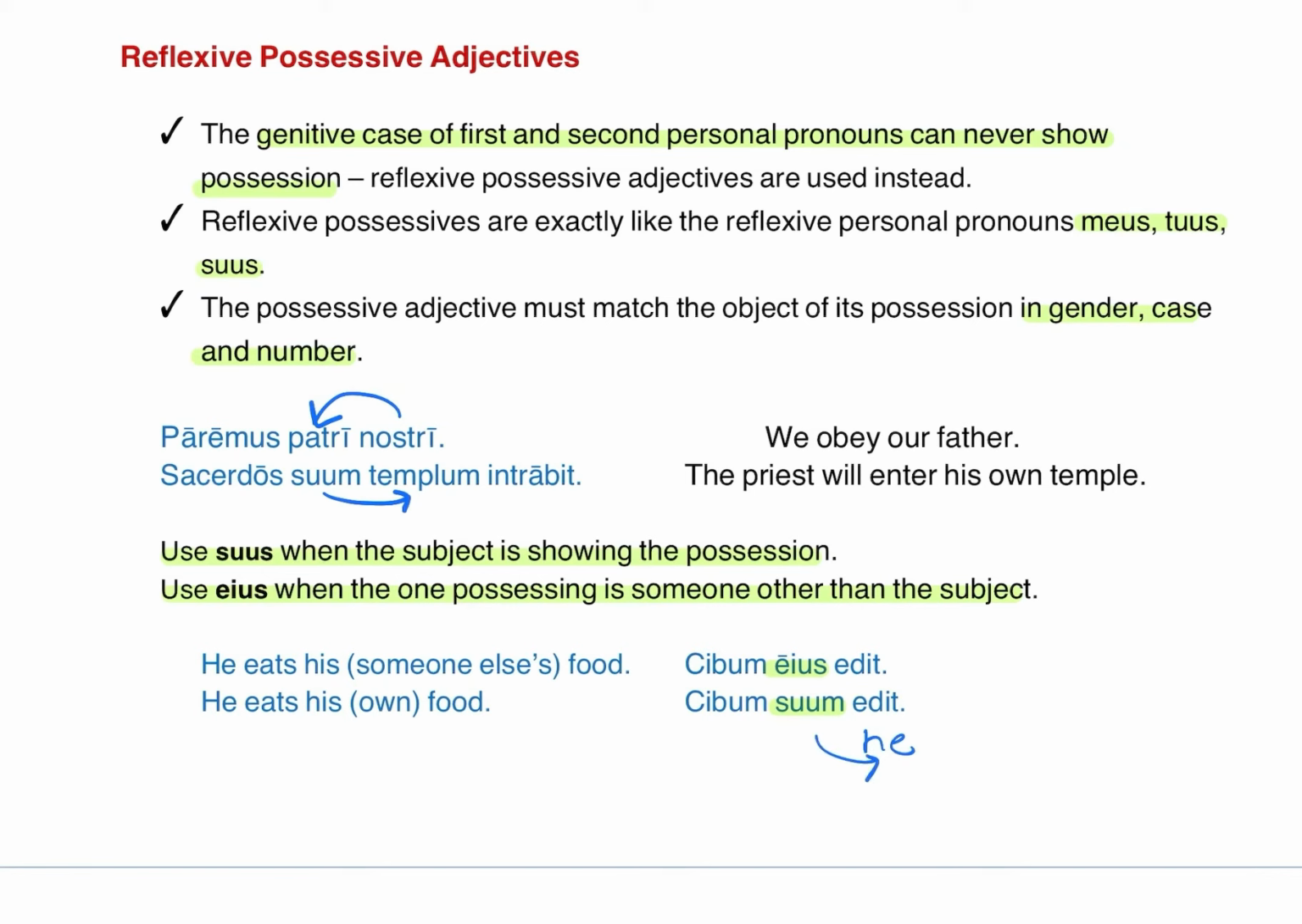And if you remember, it actually has to match gender, case, and number to the noun. And eius is just the genitive, right? It's not an adjective. This is the adjective form. So you have to understand if it's an adjective or if it's strictly acting as the genitive.